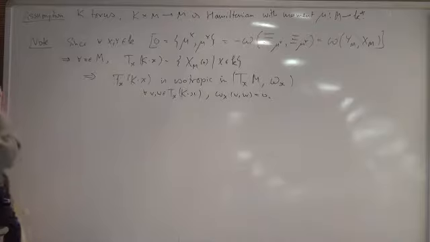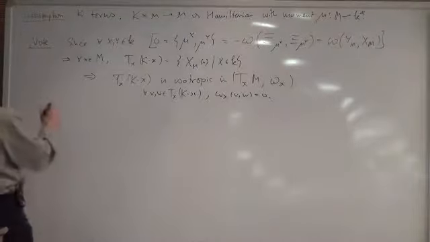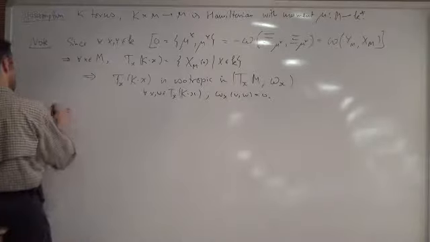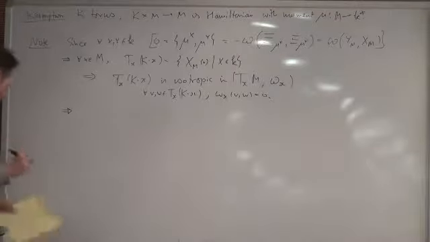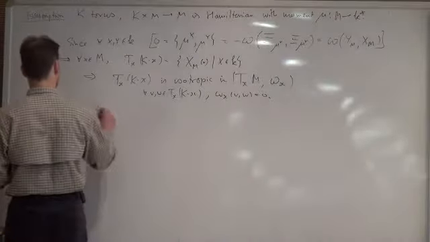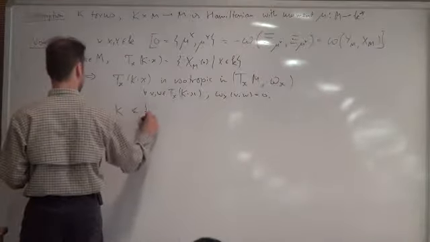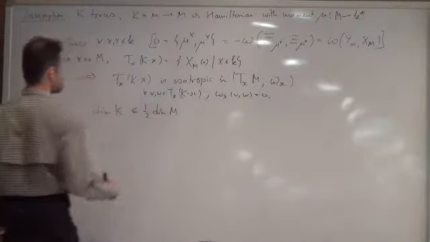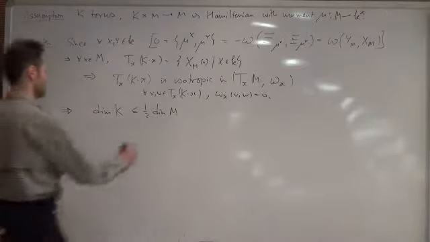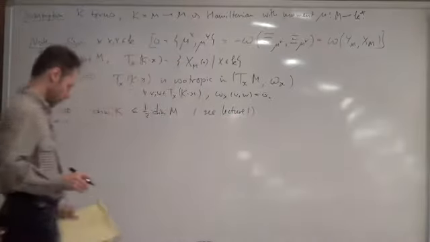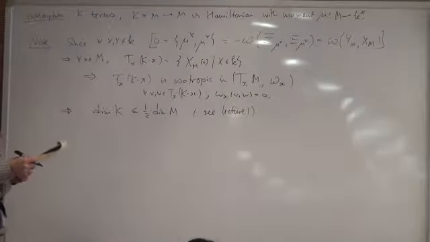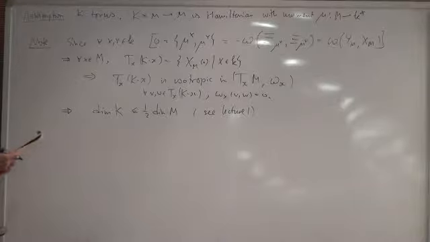So let's see. And did we do the computation of dimensions in lecture 1? I think at this time, right? So this implies that dimension K is less than or equal to 1/2 dimension M. See lecture 1. Because I can't remember what I did in lecture 1. I'm not sure if you do. Maybe it's easier for you. I just have my notes.